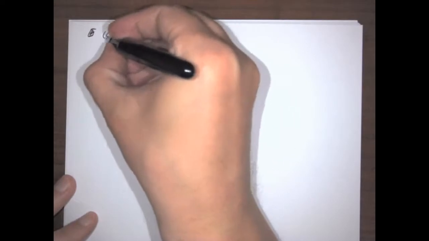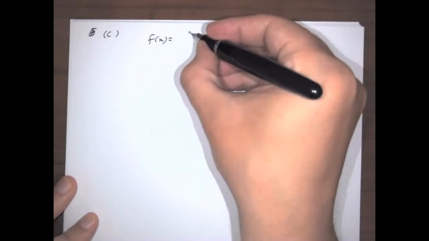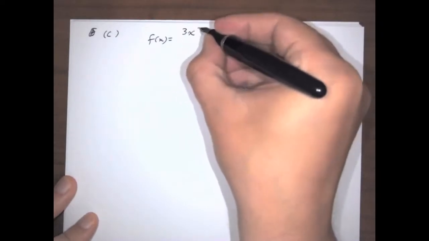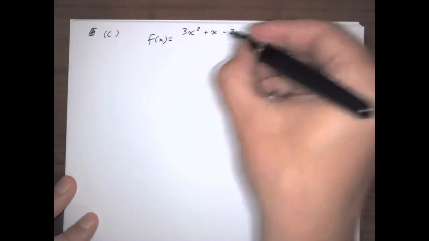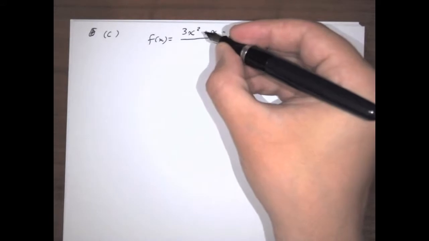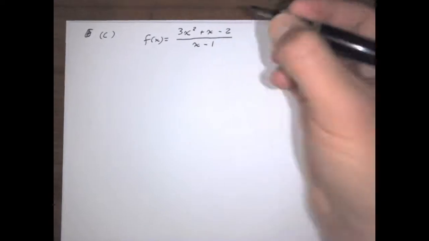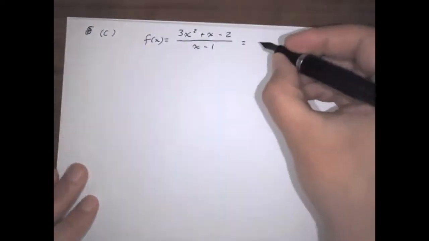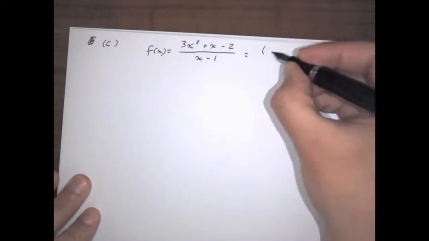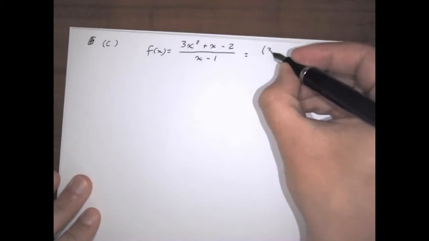So here's an example of one where it is a slant asymptote. So this is example C, and let's say f of x is equal to 3x squared plus x minus 2, all divided by x minus 1. Now we'll start by factoring this as usual. The factoring on the top is a little bit harder than we've usually seen, but we can do it.